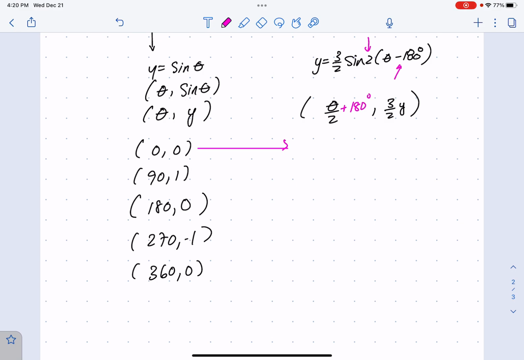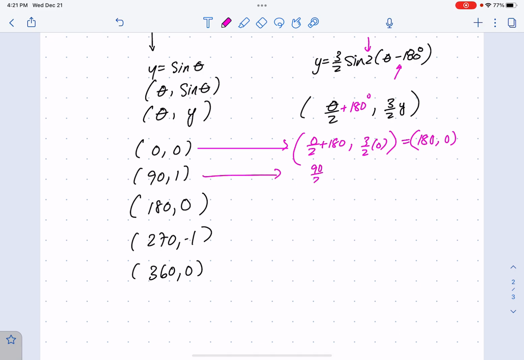So it's going to be 0 over 2 plus 180, comma 3 over 2 times 0, which is going to be 180, comma 0. Then the next one is going to be 90 over 2 plus 180, comma 3 over 2 times 1, which is going to be, 90 divided by 2 is 45, so it's 225, comma 1.5. And then the next one is going to be 180 divided by 2, so 270, comma 0.